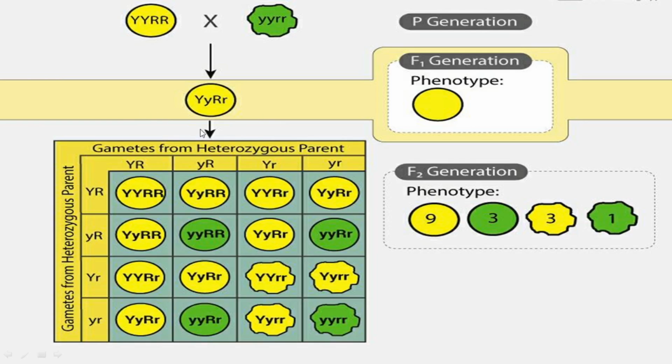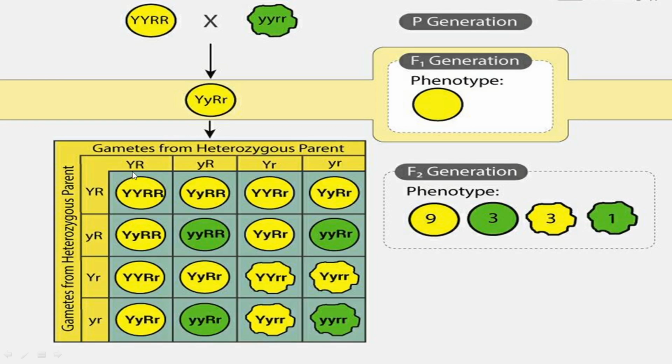In this checkerboard, I am now giving a detailed view. These are the parental generations. When these are combined, we get the F1 progeny, and when this F1 progeny undergoes self-pollination, we get four different types of gametes. Four different types of gametes from one parent are written on one side, that means gametes from the heterozygous parent, and the gametes from the other heterozygous parent are written on the other side.